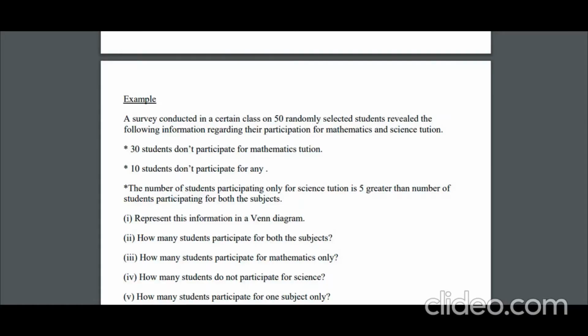Right, let's take an example. A survey was conducted for 50 randomly selected students regarding mathematics and science tuition, and the information is given. 30 don't participate for math tuition, could be because of corona. 10 students don't participate for any, and the number of students participating for only science is 5 greater than the number of students participating for both subjects.